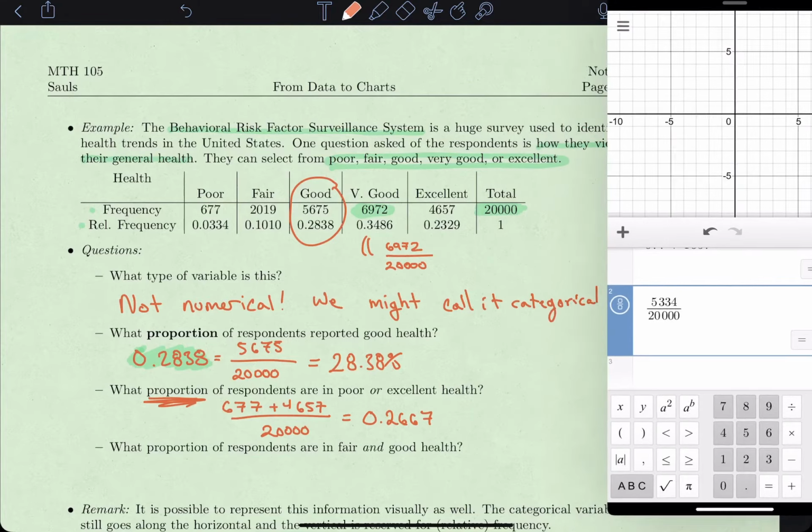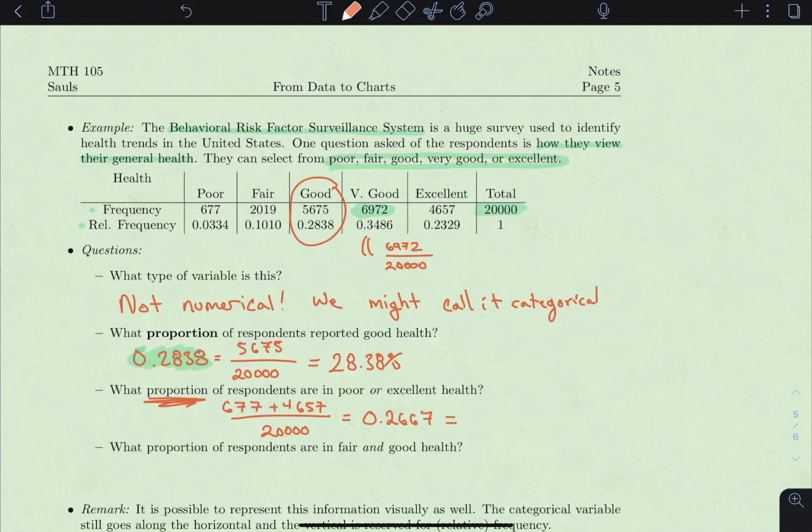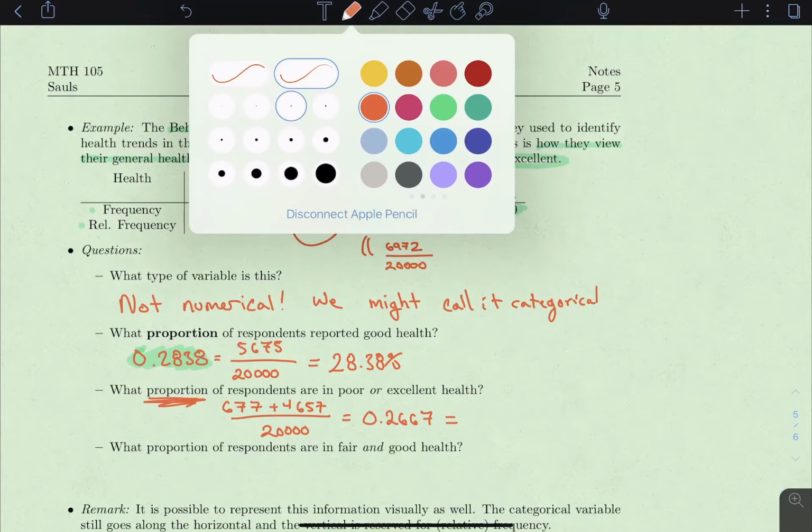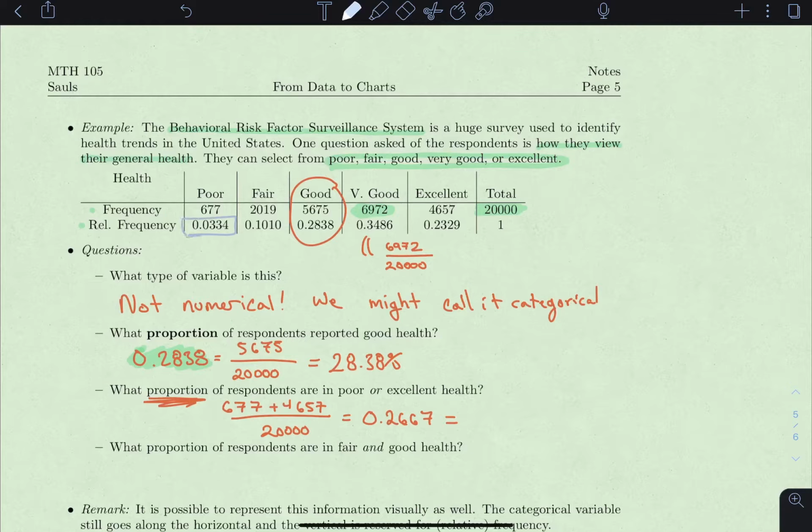0.2667. And what I wanted to note here is that that's one way to do the calculation, or you could take the proportions themselves that were already calculated in the table and add them together. And either way would have been fine. Those will come out to be the same, or near about the same, maybe with some slight rounding errors.